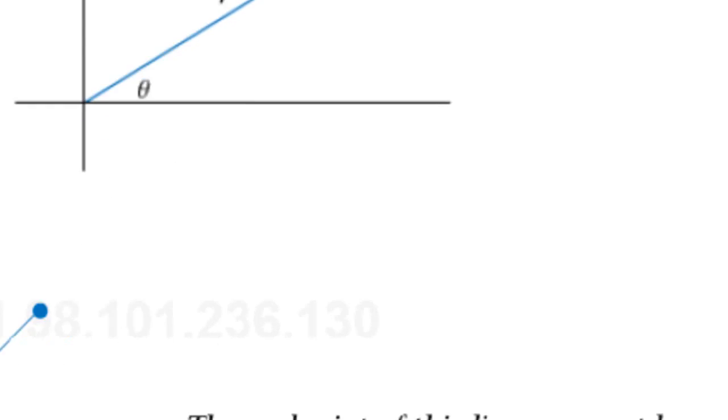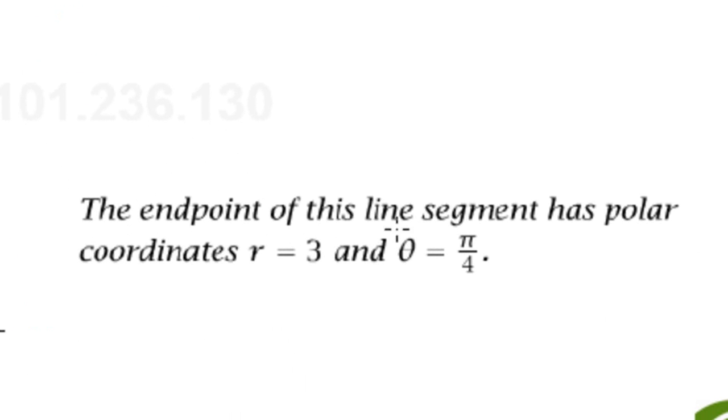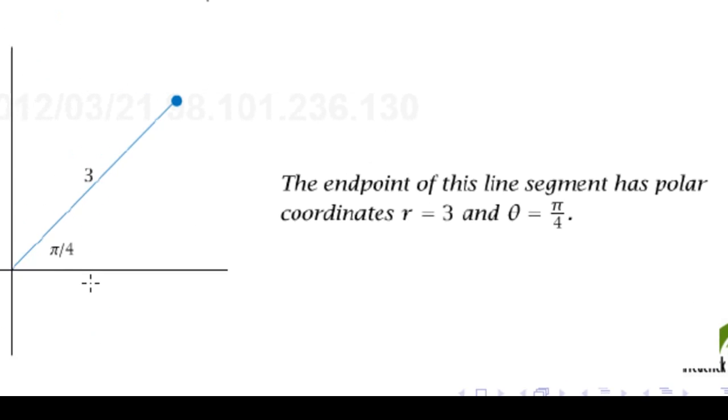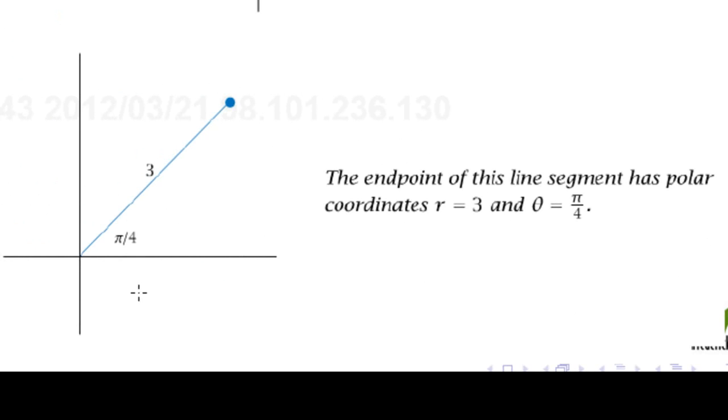Here's an example: the endpoint of this line segment has polar coordinates of r equals 3 and theta equals pi over 4. Interestingly enough, let's think about this for a second. Instead of taking the unit circle, I could also take a circle with a radius of 3, and that will put me right there. And if I needed to convert this point from polar coordinates into rectangular coordinates, let's do a little brainstorming and try to figure out how I could do that.